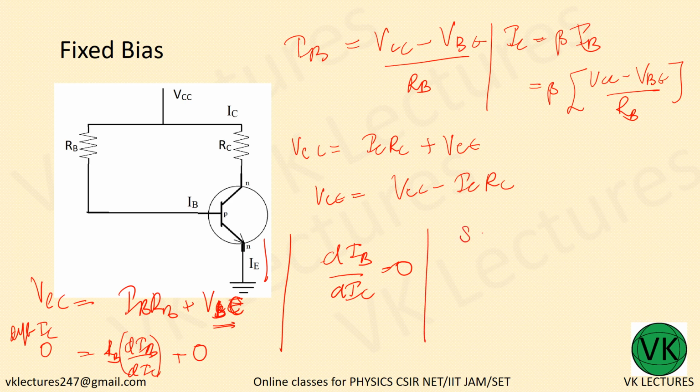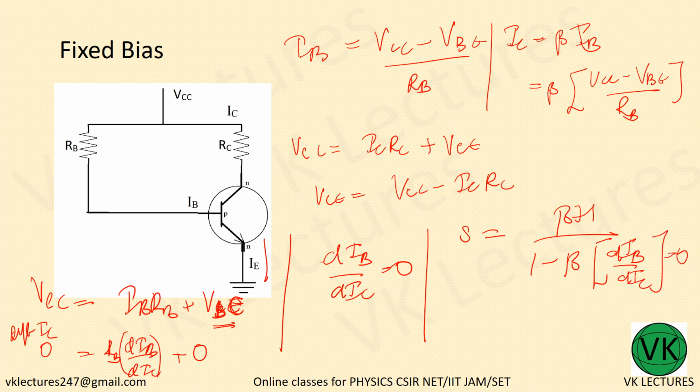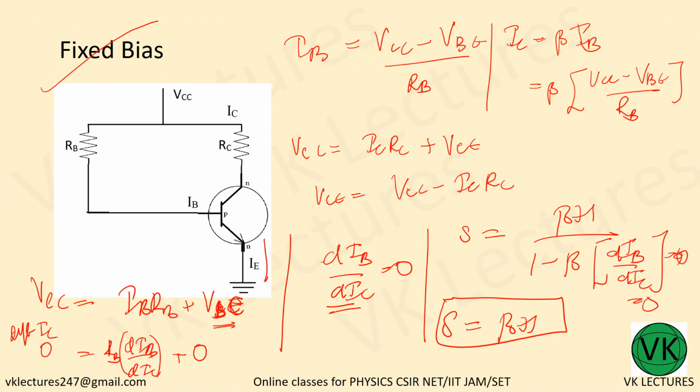Now we can write stability factor S is equal to beta plus 1 divided by 1 minus beta into dIB by DIC. Now dIB by DIC is equal to 0. This particular quantity equal to 0. So a stability factor S is equal to beta plus 1. So this is the stability factor for fixed bias, beta plus 1.